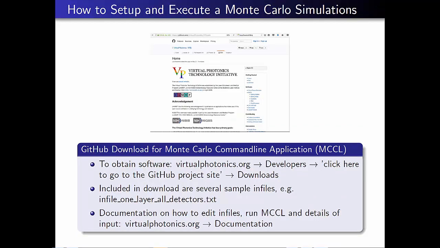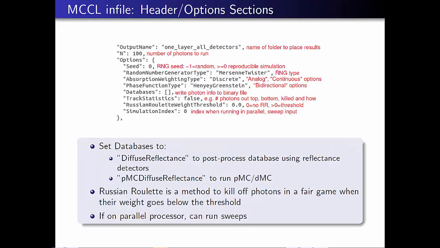To get the Monte Carlo command line, you go to our website, and there's a tab called Developers, and on that page, click here to go to the GitHub site. This is where we host our software, and there's a link there to download it. We give a lot of sample infiles, and in this one we show all the detectors that we have defined. We have documentation on our website about how to edit these files and run it. You can run a series of parameters with one command in a parallel way.